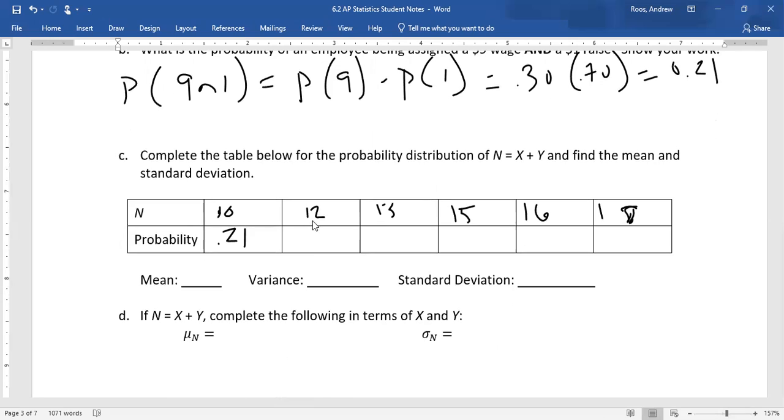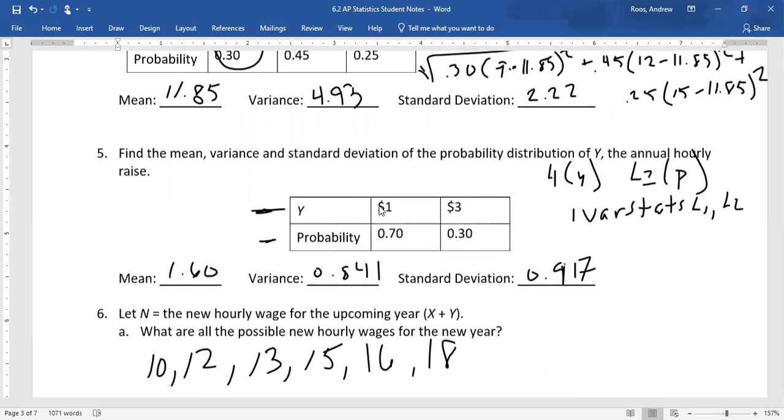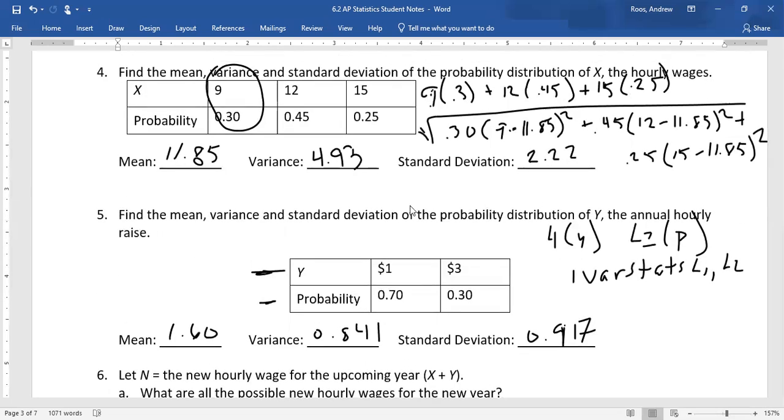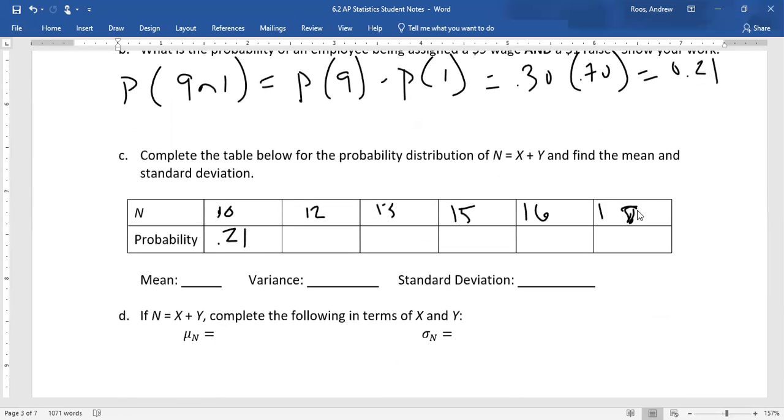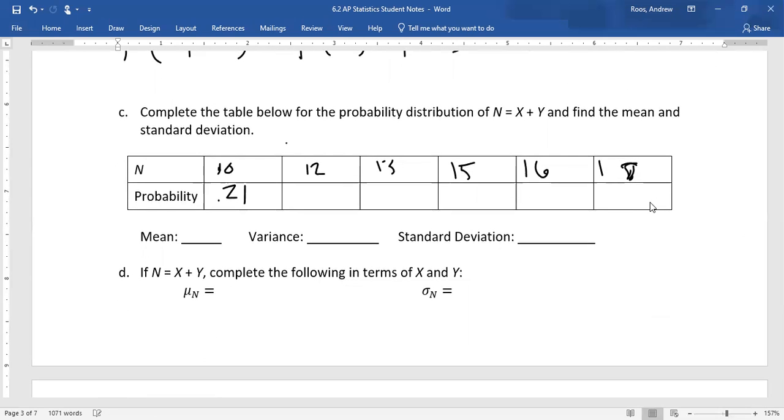Okay, so to get a 12, that would be combining the $9 wage and the $3 raise. So that would be 0.3 times 0.3. So 0.09. To get the 13 would be 0.45 times 0.7.